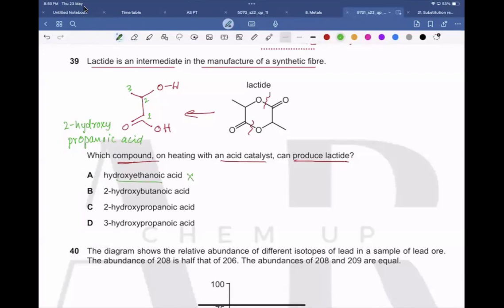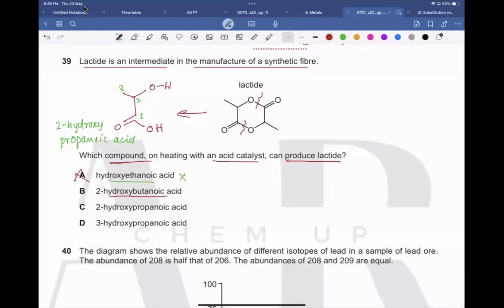So hydroxyethanoic acid goes wrong. 2-hydroxybutanoic acid goes wrong. 2-hydroxypropanoic acid is correct. 3-hydroxypropanoic acid, D, goes wrong. So C is our correct answer. Is this understandable?